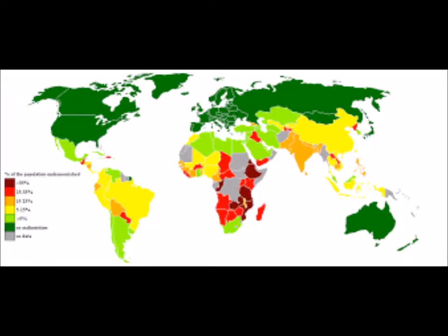This map illustrates the percentage of each country's population suffering from undernourishment. The orange, red, and maroon countries have the highest percentage of undernourishment, whereas the dark green countries suffer from no undernourishment.